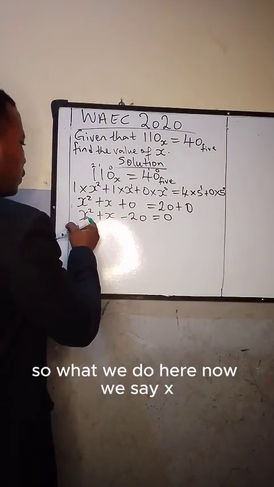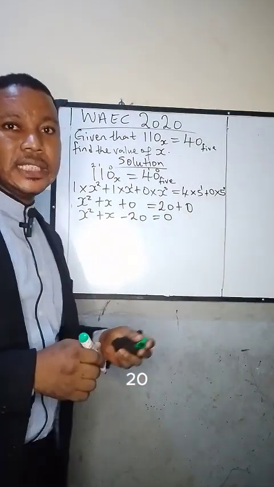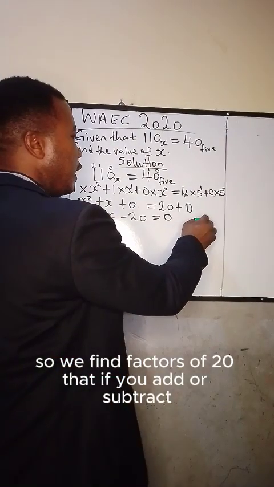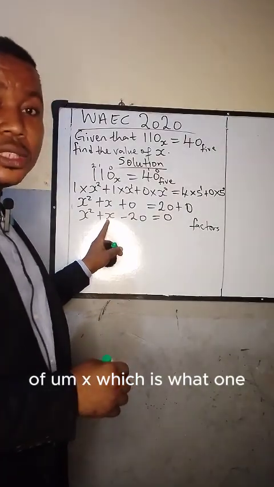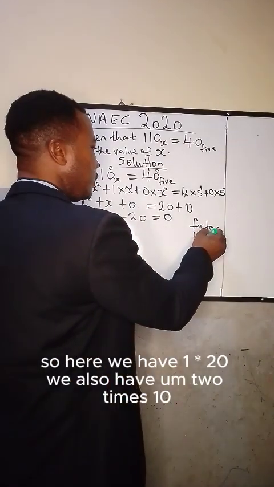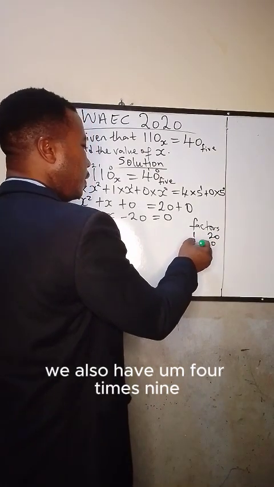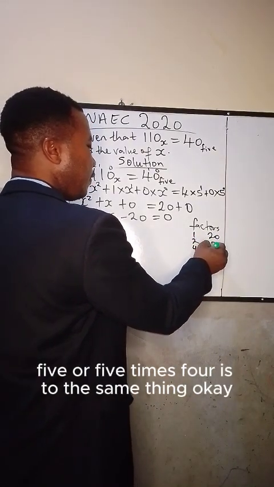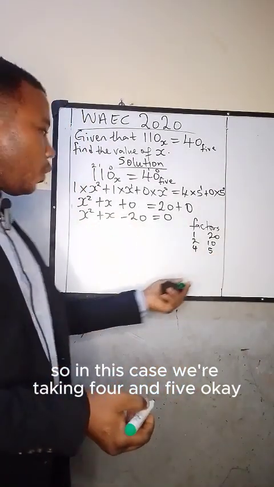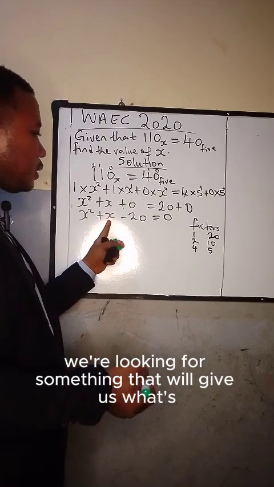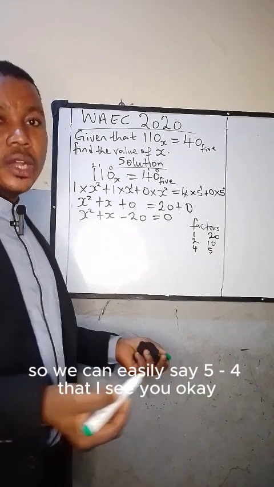So what we do here now, we say x squared here times minus 20, of course, is giving us minus 20. So we find factors of 20 that if we add or subtract, we'll get the coefficient of x, which is 1. So here we have 1 times 20. We also have 2 times 10. We also have 4 times 5, or 5 times 4 is still the same thing. So in this case, we're taking 4 and 5. But remember, we are looking for something that will give us plus 1. So we can easily say 5 minus 4. That can still be okay.